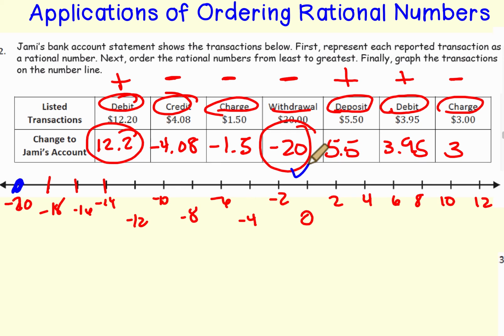And then I can go in whatever order I want. It really doesn't matter. 12 and 2/10. Well, here's 12. And we know that it's close to 12. So there would be 12 and 2/10. Negative 4 and 800ths is negative 4, but just a little bit more negative. So there would be negative 4 and 800ths. Negative 1.5. Okay, so let's see. If this is 0, then negative 1 is halfway in between. So negative 1.5 is going to be halfway between the negative 1 and the negative 2. So right there would be negative 1.5.